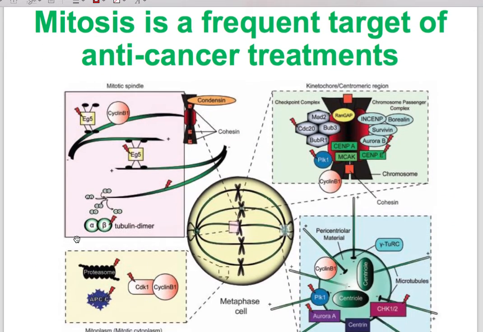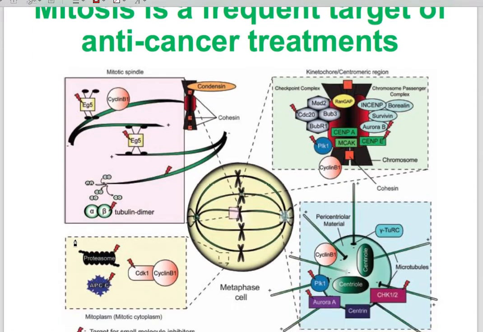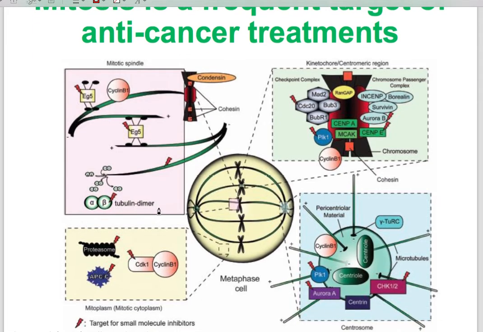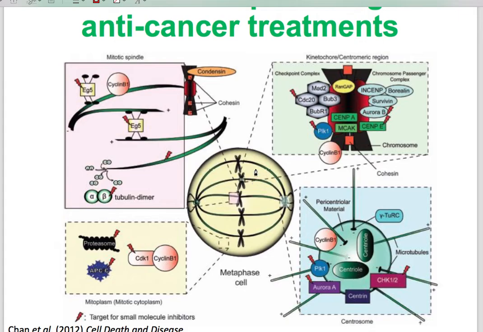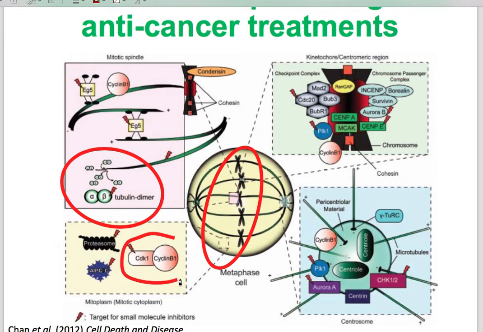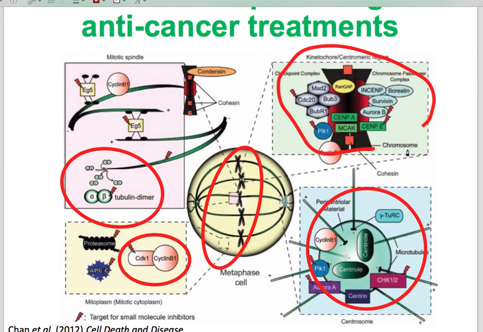Okay, so that's a huge deal, and that's why a lot of our chemos target mitosis, because cancer cells are undergoing mitosis a ton. A bunch of chemos attack microtubules, a bunch of them attack cyclins, a bunch of them attack the centrioles, see that? And a bunch of them attack the kinetochores.